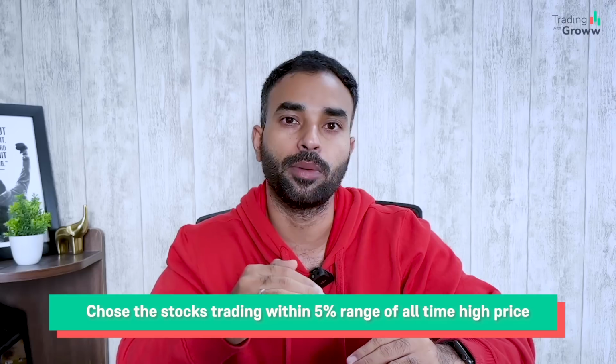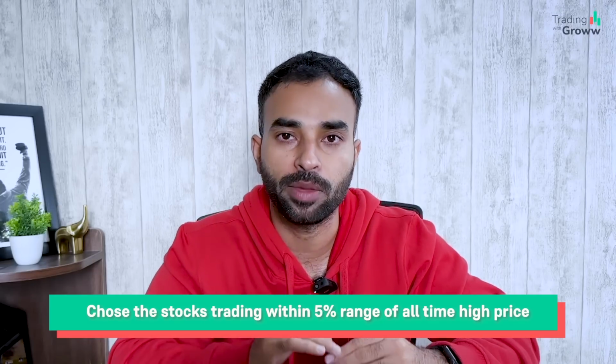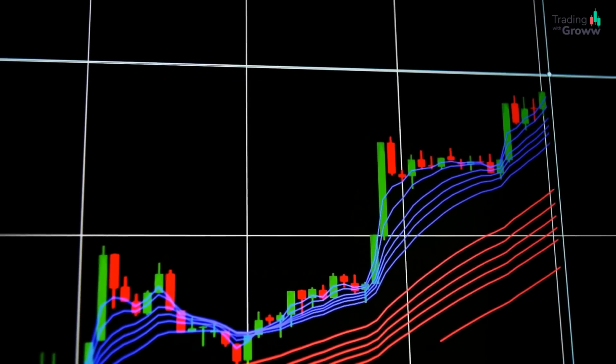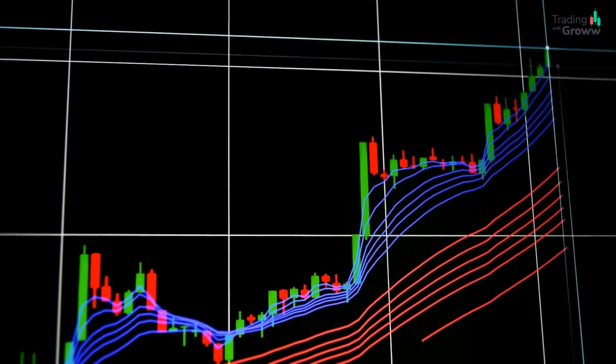Once we shortlist the stocks that have recently crossed all-time high, then from that we look for stocks currently trading 5% below the all-time high price. When it is about 5% below the all-time high, it means it has hit the all-time high and is currently consolidating at a lower price. So the moment we enter, there is a high chance that it will break the recent all-time high and continue to move up further. Those are the stocks we are going to focus on.